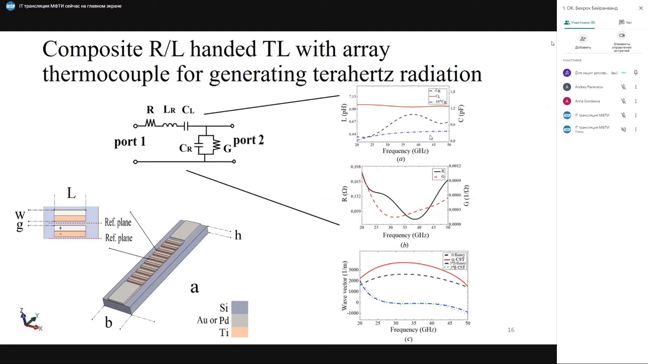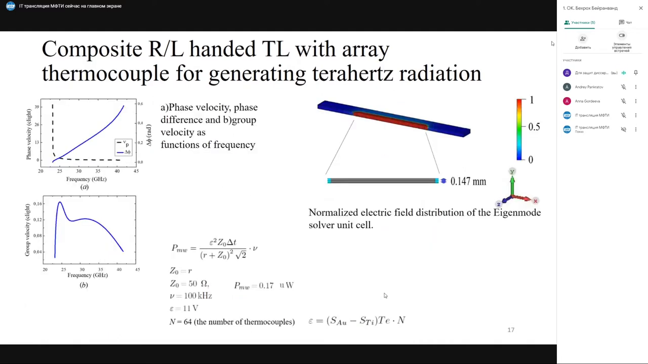From these lumped equivalent elements, we measured the K vectors theoretically and also directly by time domain CST. It showed us anomalous dispersion curves, which we have here in picture C, below 25 gigahertz. It means the phase velocity is higher than the speed of light. We tested it again by eigenmode, and we caught the same results for phase velocity, and we can see the phase velocity is higher than light.